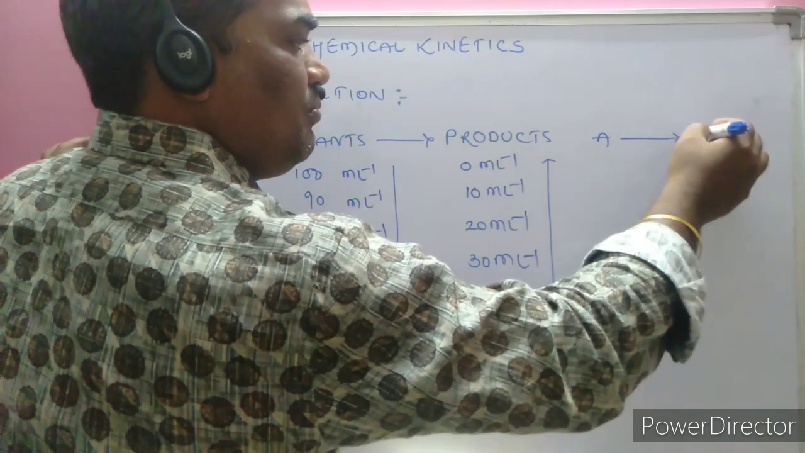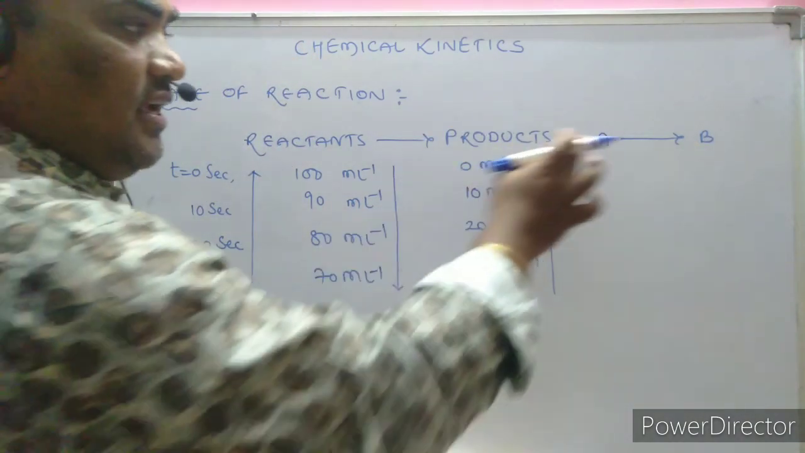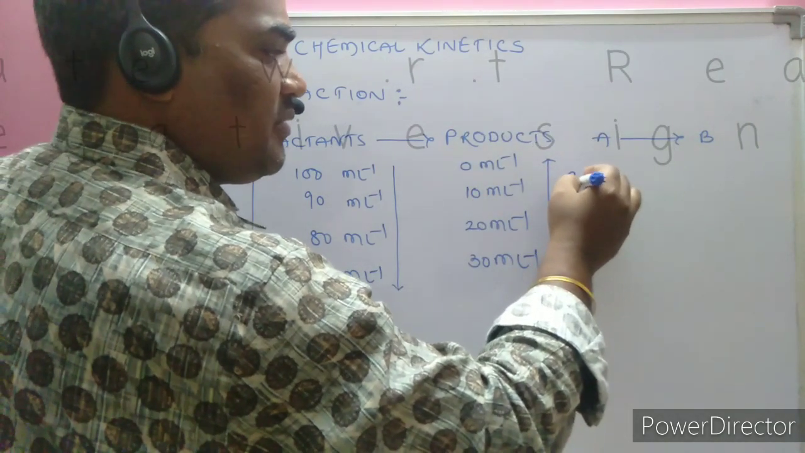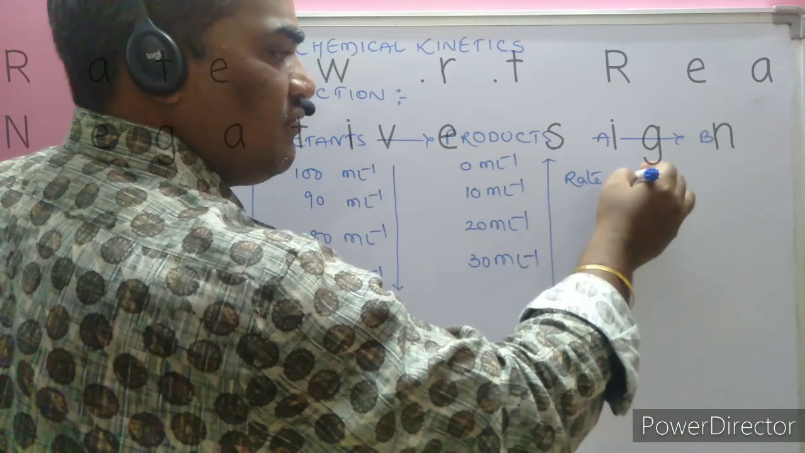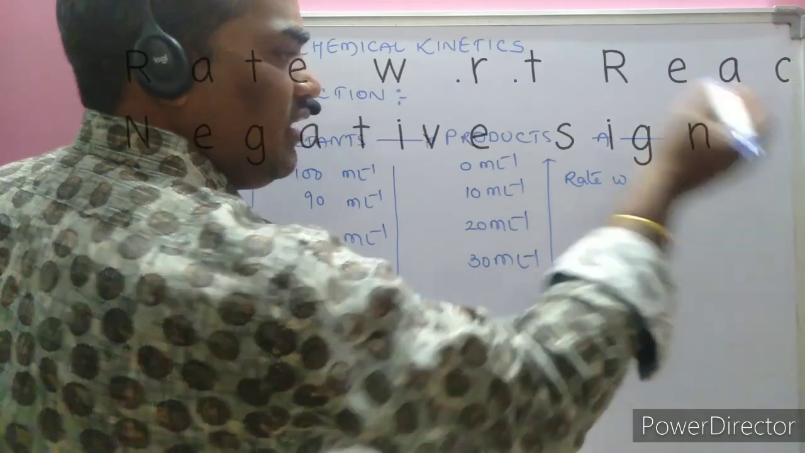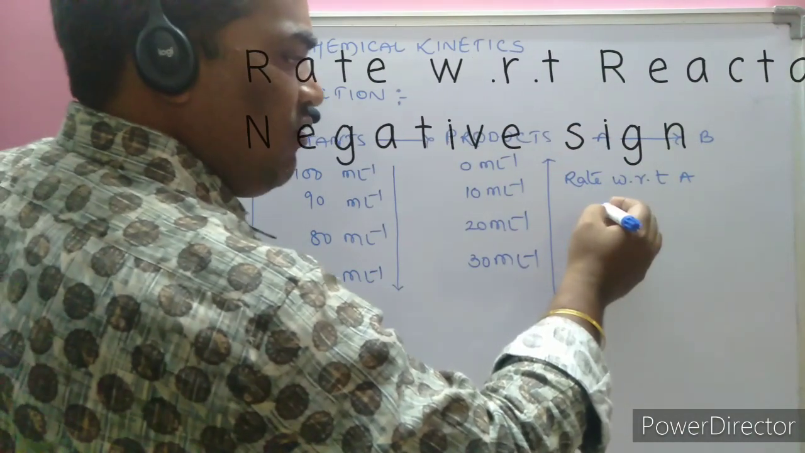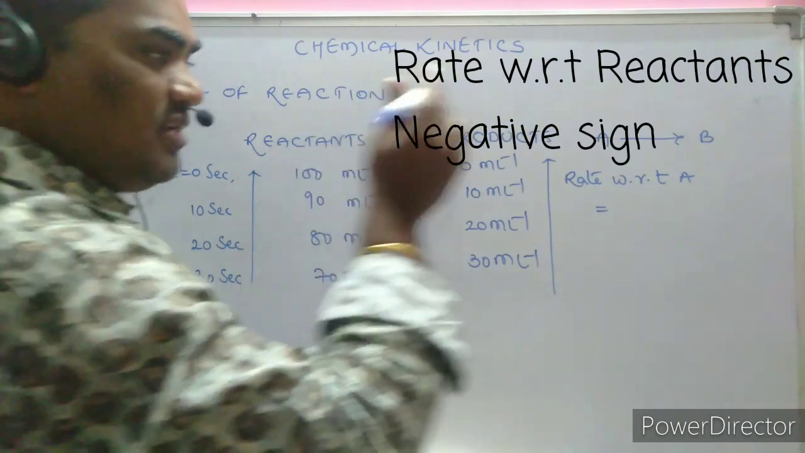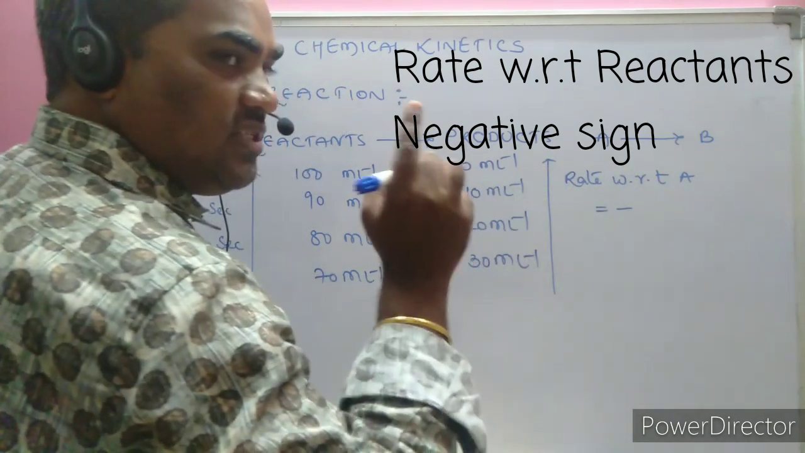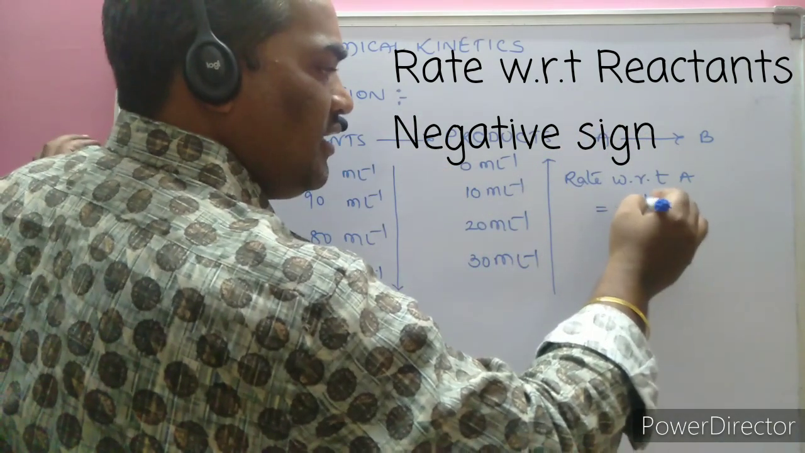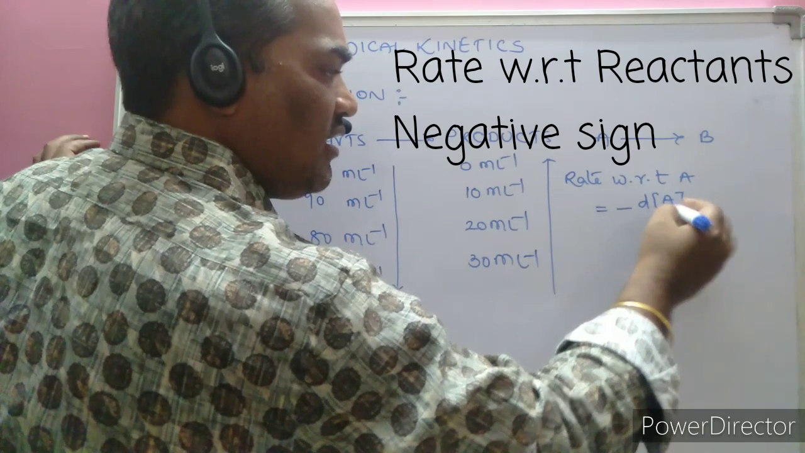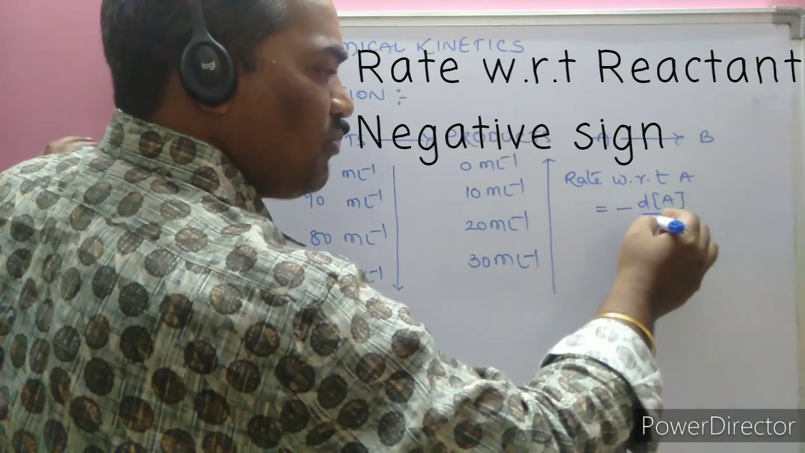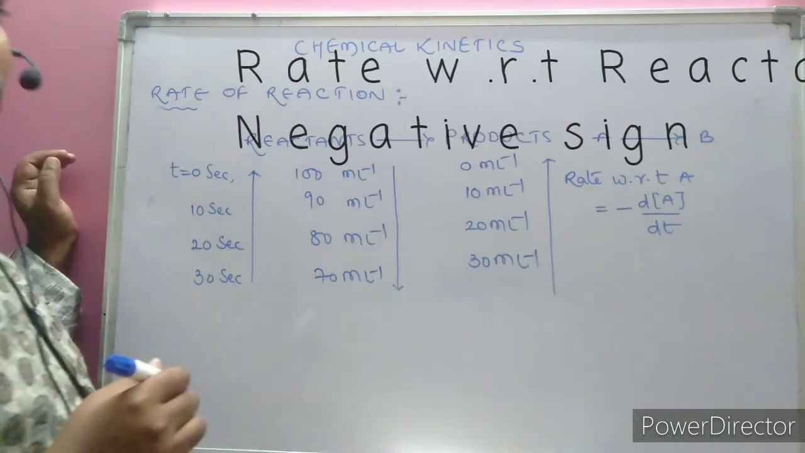Let us take a general example. A gives rise to B, the product. Here A is called the reactant and B is called the product. Then I want to express the rate of this reaction with respect to A. As the time increases, the concentration of the reactant decreases. That's why the sign is a minus: a small decrease in the concentration of the reactant, that is dA, in a small interval of time dt.